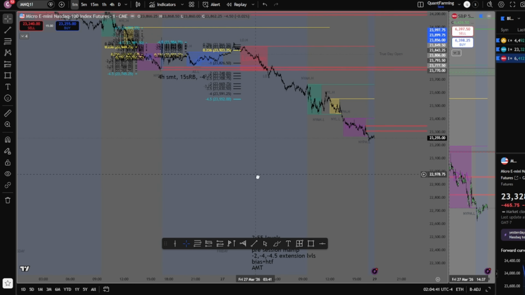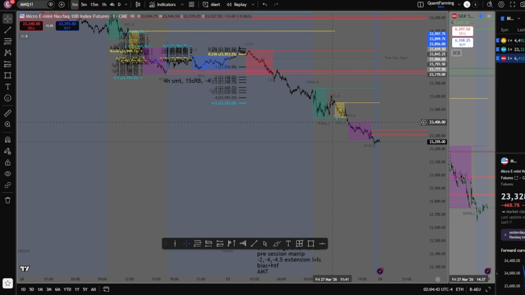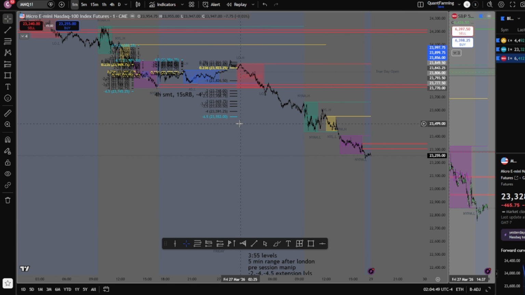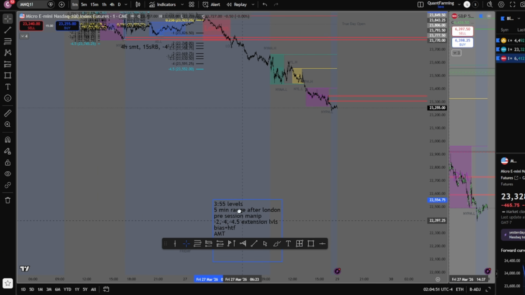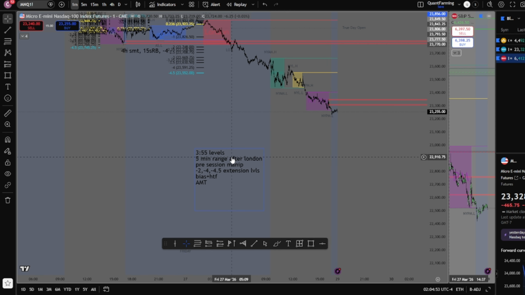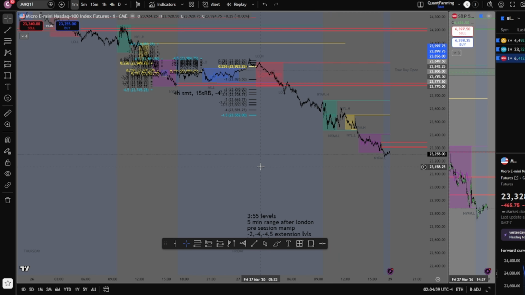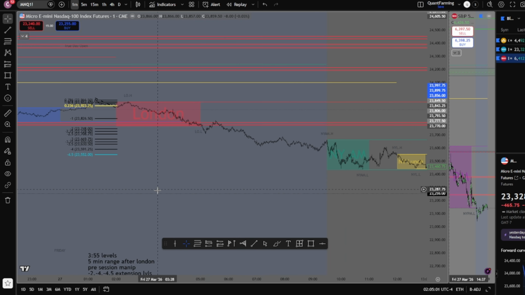Now that we've got the Fibonacci extension levels out of the way, how price works, what price is magneted to, and gone over bias, let's go over some additional confluences that I use and that I look for to enter these trades. Now, I always draw out the 5-minute range after London closes. What does that look like?